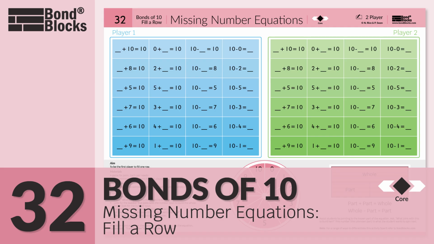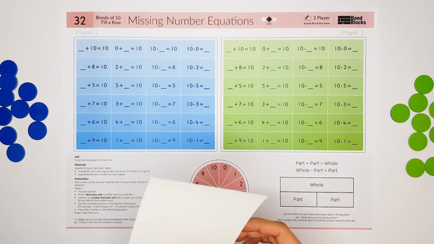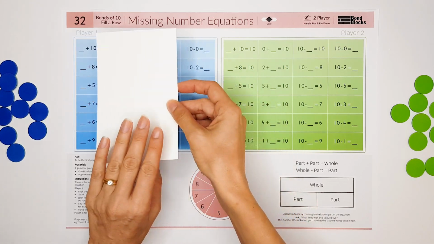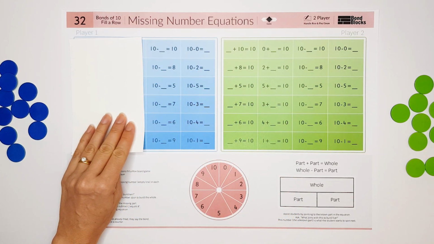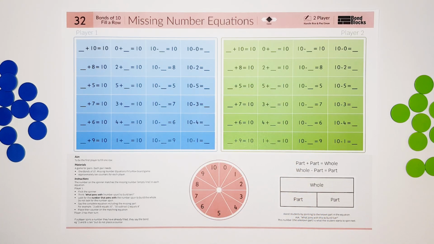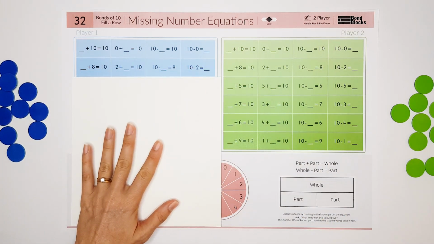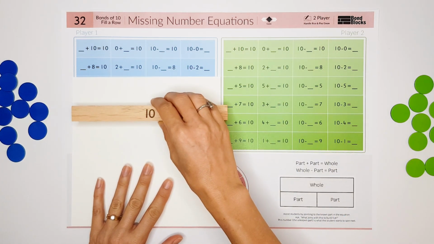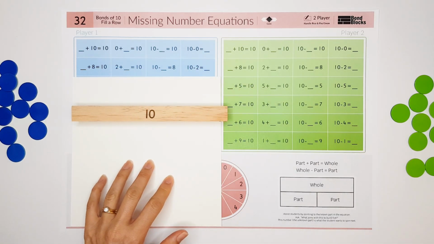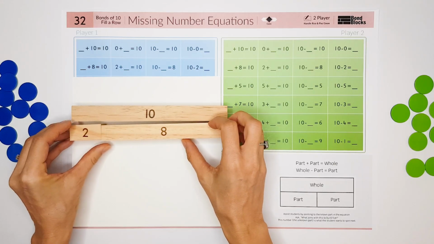Welcome to Activity 32. In this missing number equations activity, we will be developing fluency with two-part bonds of 10 in related addition and subtraction equations where there is a missing part. The reason they're related is if we look at this row here, they all have a whole of 10 and they are all made up of either the parts of 2 or 8 in that row.